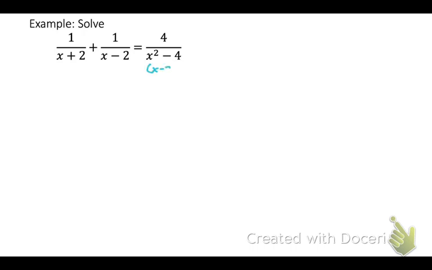So x minus 2 and x plus 2. So I can multiply both sides by what? X minus 2, x plus 2.